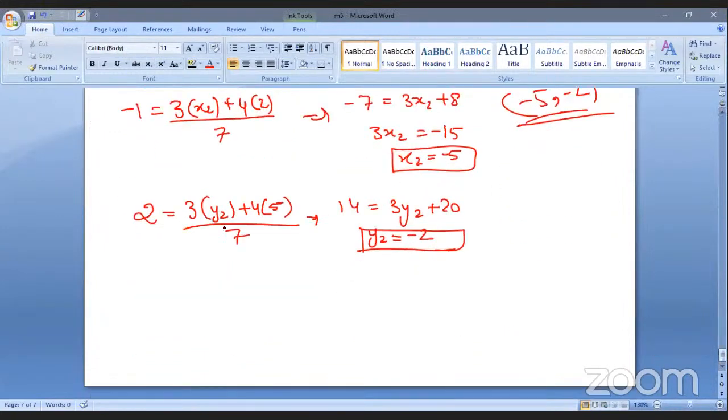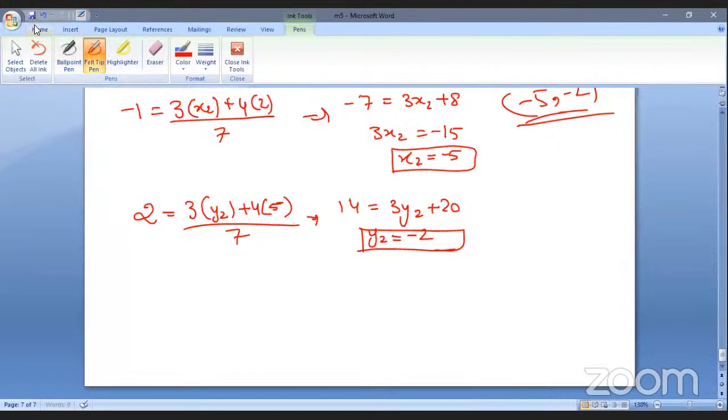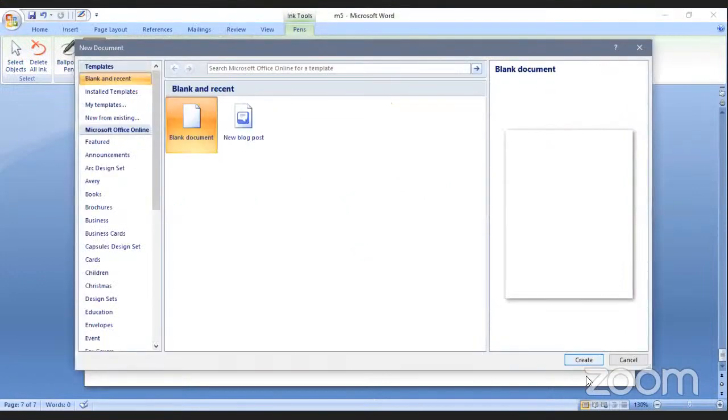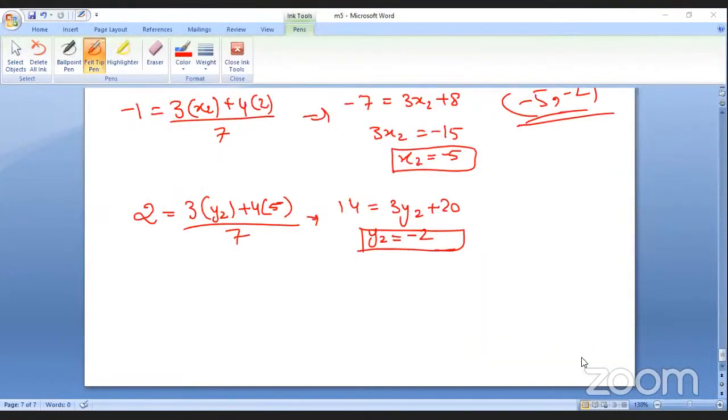Now the page is over. So let me just save it once and let me take a new one. Just a second. Okay. So let me share the new screen.